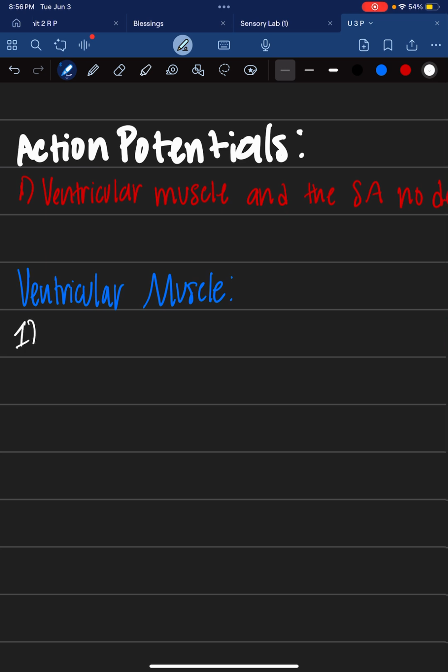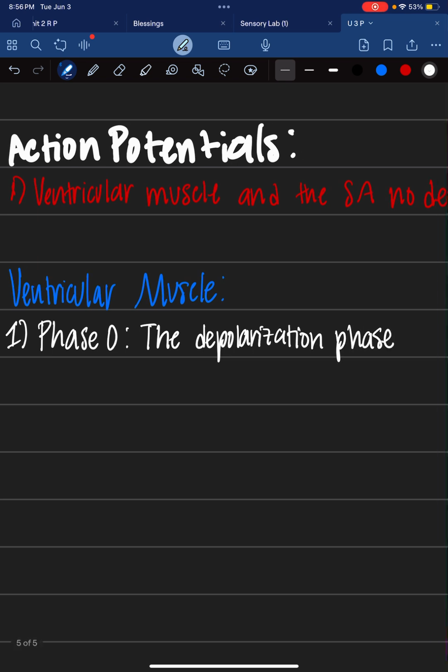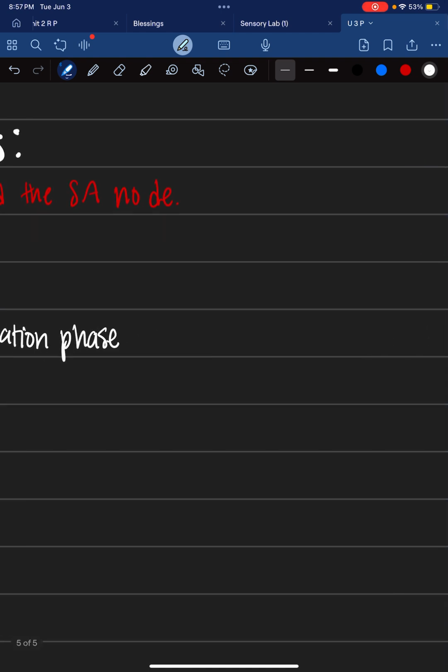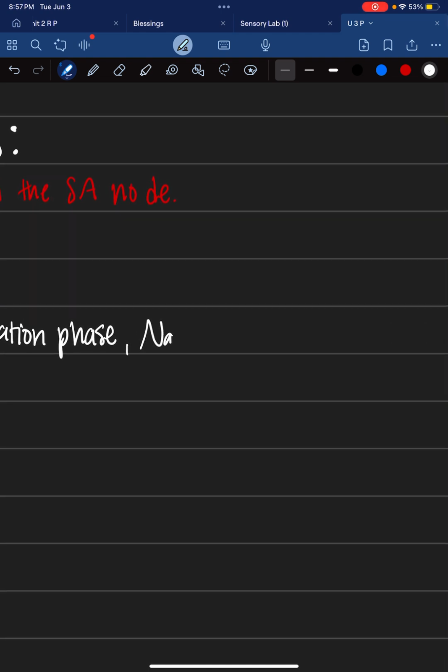And the first phase is phase 0. It's the depolarization phase. So in this, what happens is that sodium channels open quickly and sodium rushes in, making the inside of the cell more positive.